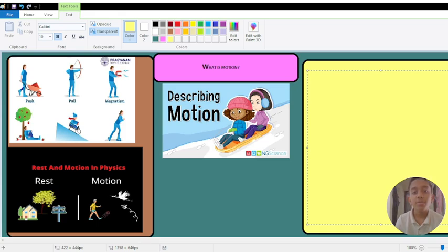Hi friends, today we are going to start a new topic: what is motion. In the previous topic we learned about tissues. There are so many types of tissues.